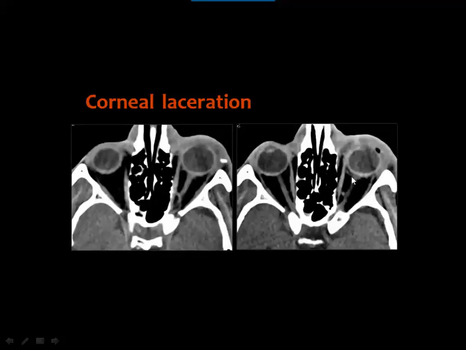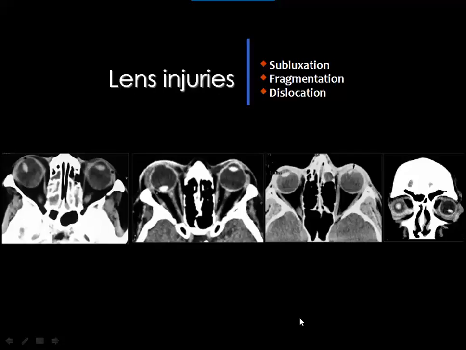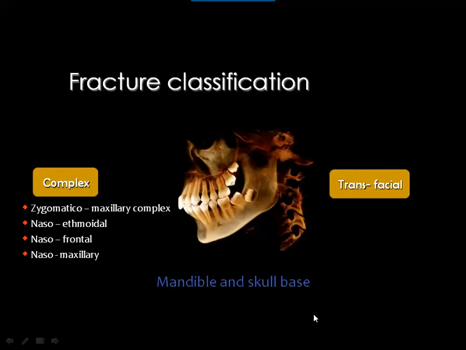And this is also a case of corneal laceration on the left side, and there is periorbital soft tissue edema and hemorrhage. And these are some of the injuries to the lens. You get subluxation, you get dislocation of the lens, and you get fragmentation of the lens. All these can be seen in the course of maxillofacial trauma.